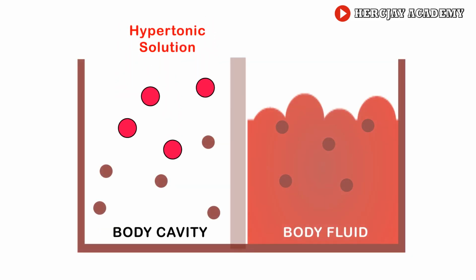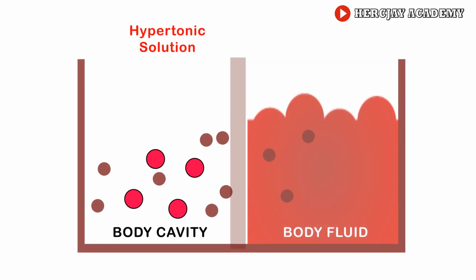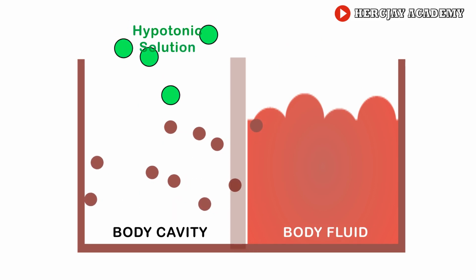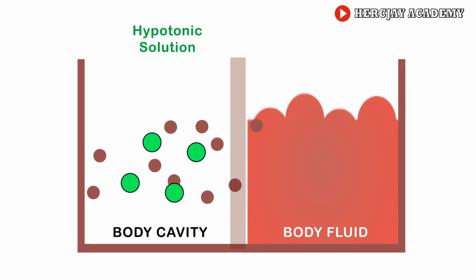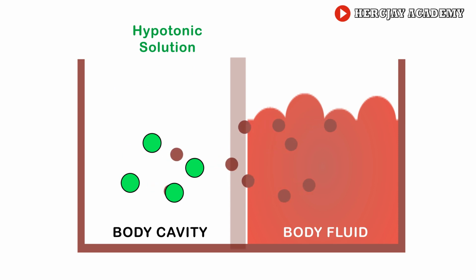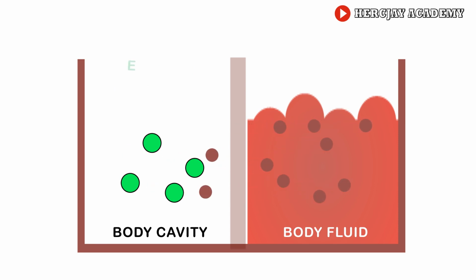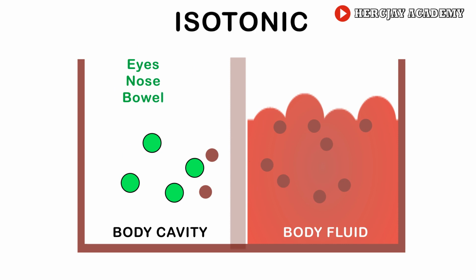Hypertonic solutions, when introduced to a body cavity, will likely draw fluid out from that body area, while hypotonic solutions will likely push fluid into that body area. Generally, drugs that are meant to be used in the eye, nose, and bowel are expected to be isotonic so that there will be no significant loss or introduction of fluid in the body structures. This may cause discomfort or even harm the patient.